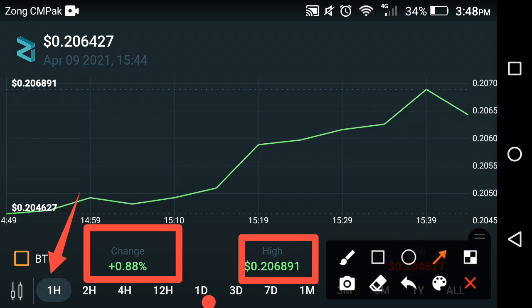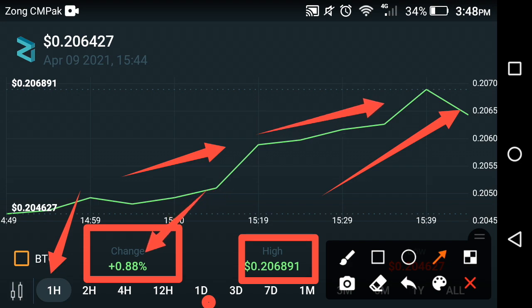If you look at the chart analysis of the Zilliqa coin, they are in a falling mood, but the previous period of Zilliqa coin is absolutely good. As you can see here, they took a high jump. That is why the change is positive, because they took a jump in the last 1 hour, friends.